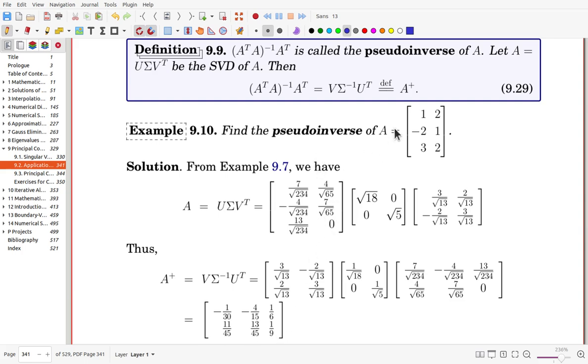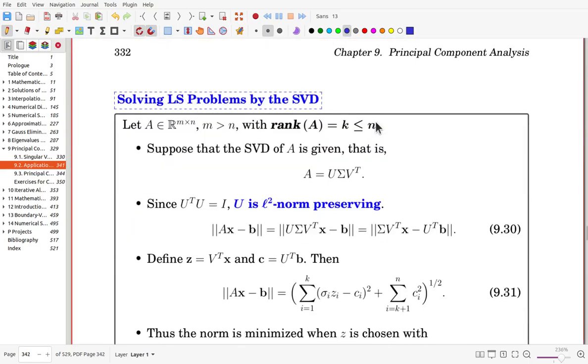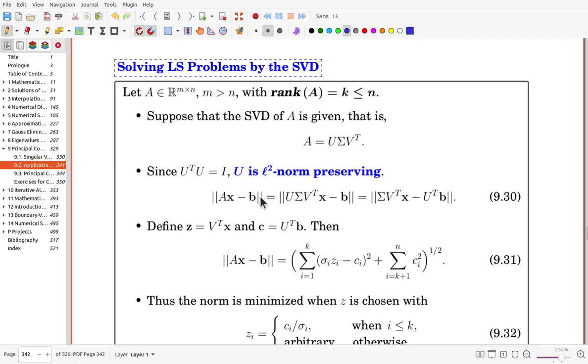So when we try to solve a least squares problem, the solution is simply a matrix transformation from the given source vector. Now here we summarize solving the least squares problem by using singular value decomposition.